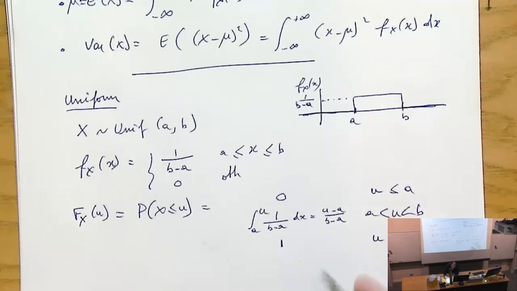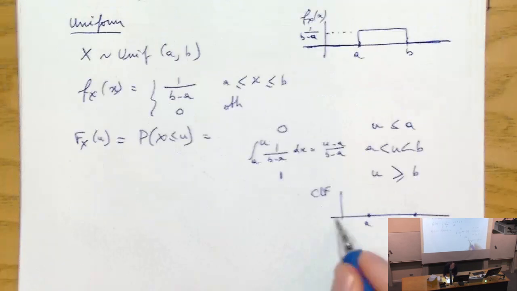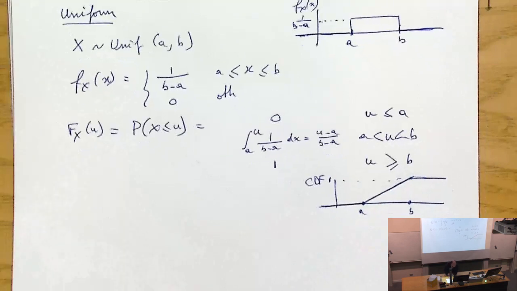Okay, so indeed, if you plot this CDF, at a you have something that is equal to 0. At b you have something that is equal to 1, right? So this is 1, and in between you have a linear increase. The CDF linearly increases with u, essentially, between A and B. Okay, I think no major difficulty here.